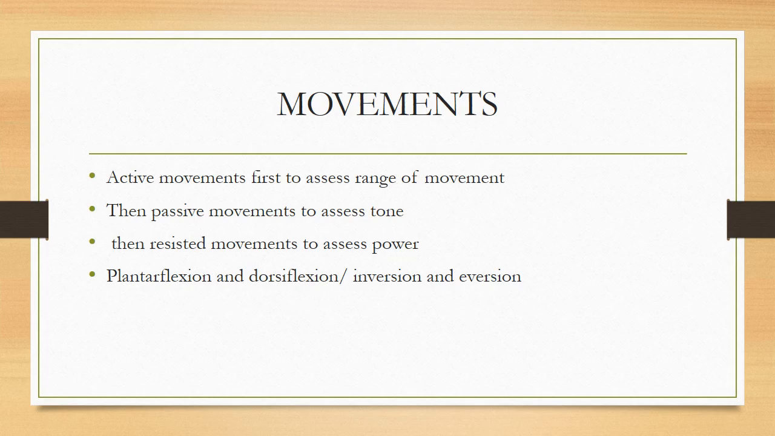Always in the locomotor system, you ask the patient to move their joints actively themselves first, then passive and then resisted. So when the patient is moving their joints actively themselves, you are assessing the range of the movement. And then you will do all those movements passively to assess the tone, and then you will do the resisted movements to assess for the power. Now movements in the foot, they are just plantar flexion and dorsiflexion, inversion and eversion.